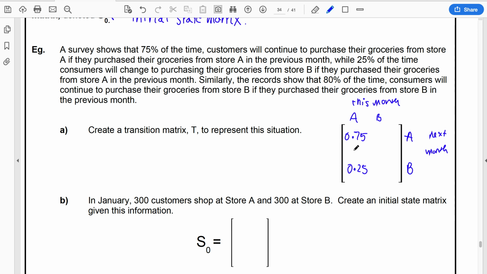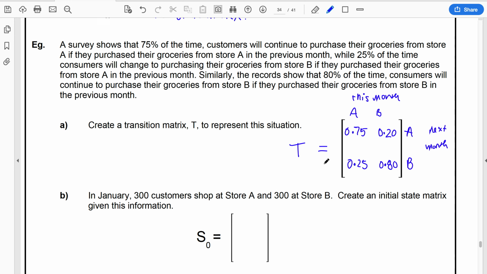The other information we're told is that 80% of the time consumers will continue with store B if they purchased from B the previous month. So 80% here. Notice they don't tell us B to A. We don't need to be told B to A because we know that would have to be 20%, so 0.20. So it says create the transition matrix. We'll use a capital T for our transition matrices, so I'll label that one as capital T.